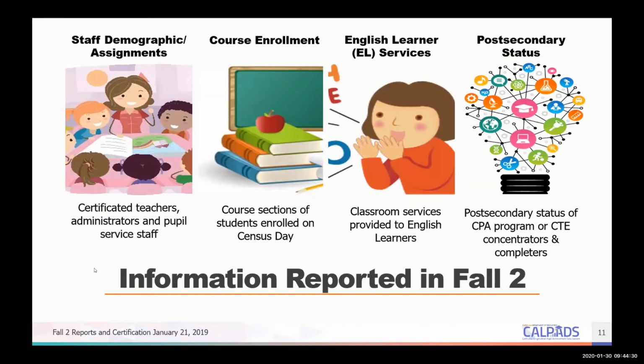Which leads us to some specific changes this year. As you know, we're collecting staff demographics and assignments about certificated teachers and people providing services, course enrollment about the course sections that are provided on Census Day, the English learner services that are provided in those course sections to the students enrolled on Census Day, and new this year is the post-secondary status results for students who were completers last year at the end of the 18-19 school year.